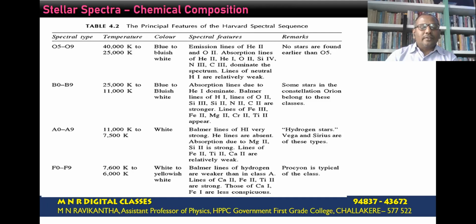Then F-class stars, F0 to F9. The temperature of these stars varies from 7,600 Kelvin to 6,000 Kelvin. Their appearance is whitish to yellowish white. The Balmer lines of hydrogen are weaker than in class A, with lines of calcium, iron, titanium, etc. Procyon is a typical star in this class.